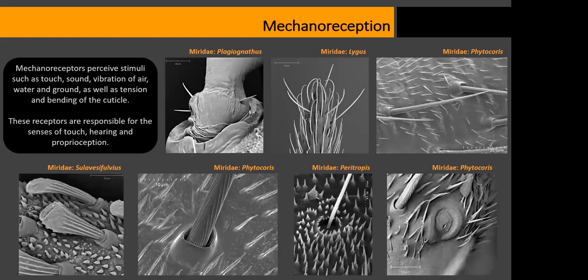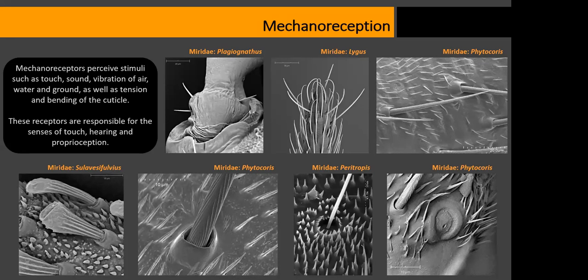Most of the large sensilla on the insect's body are mechanoreceptors. These receptors can perceive mechanical stimuli such as touch, sound, vibration of air, water, and ground, as well as tension of bending the cuticle. So they are responsible for the sense of touch, hearing, and proprioception.